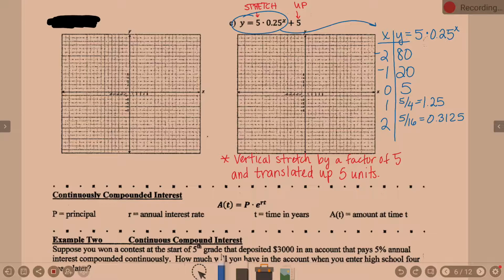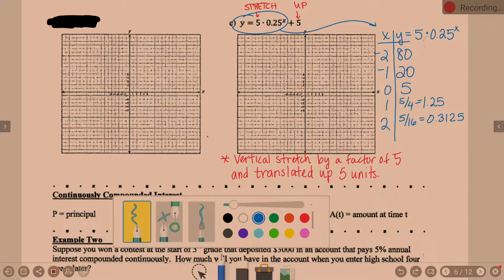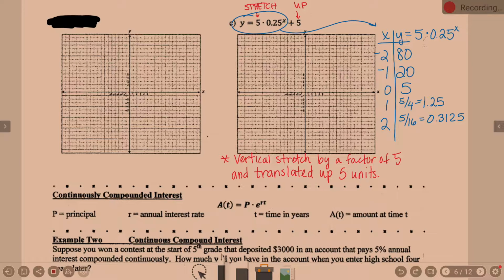Now, the problem that some of you don't like is we have to graph up to 80. Technically, we have to graph up to 80 plus 5. So we have to graph up to 85. Obviously, my graph is not set up for that. What I'm going to do is scale my graph. You guys know how to scale a graph.